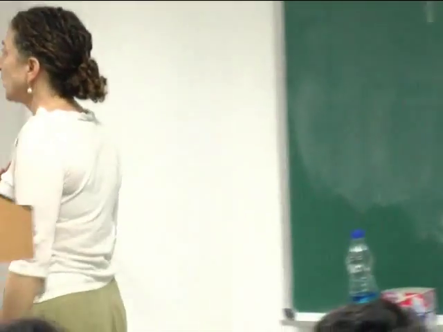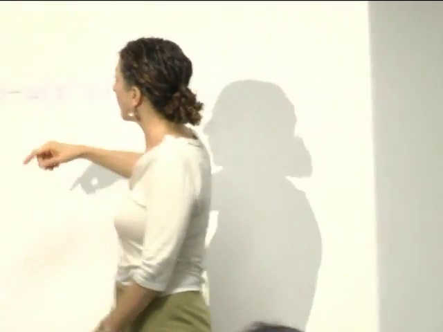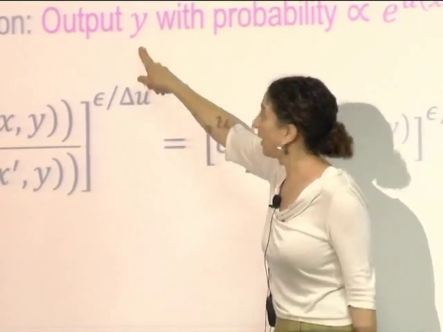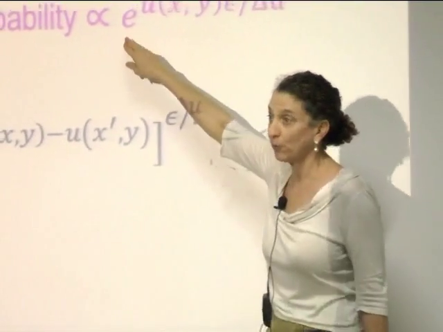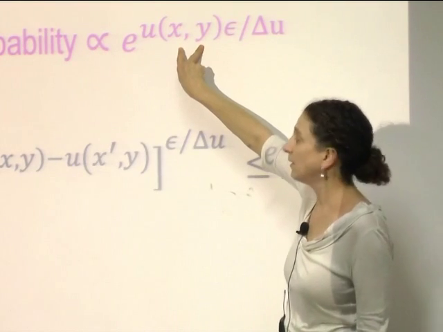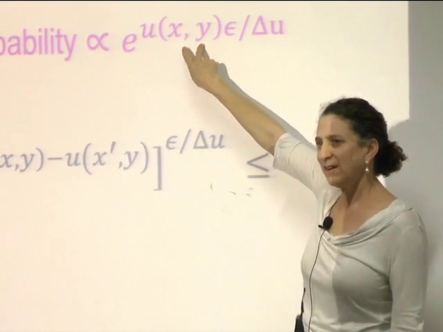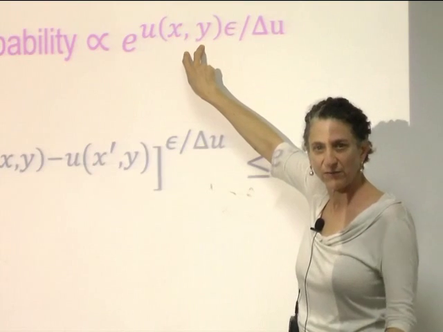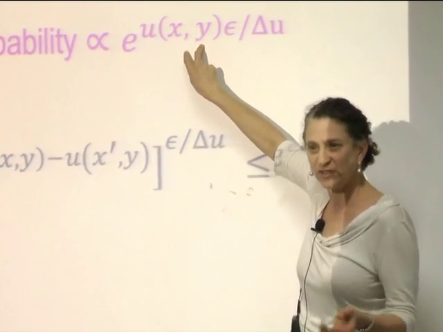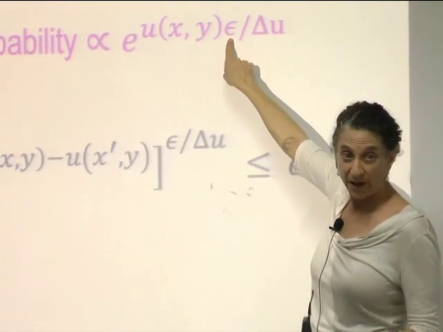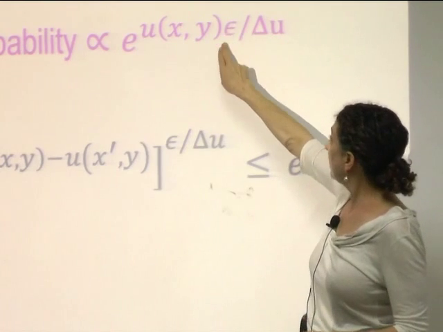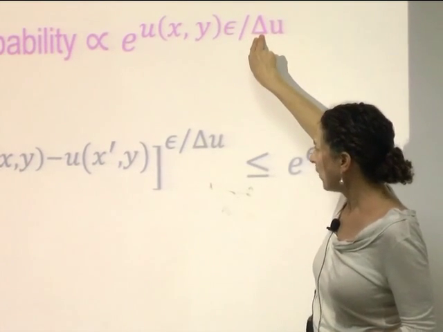So again, the intuition is that we're going to produce the output y from our set S with probability proportional to something that's exponential in the utility of y. And then, well, we always have this epsilon stuff involved, and there's always some kind of sensitivity. So indeed, we're going to have what usually looks like epsilon over delta f. This is delta u. So what is delta u?